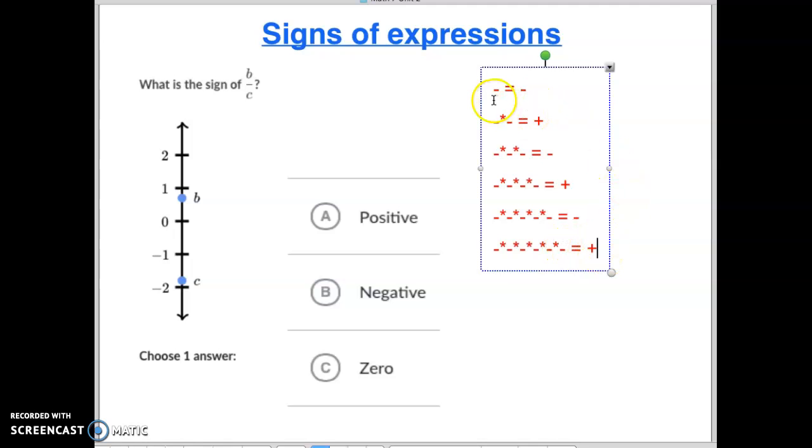So notice if I have one negative, or three negatives, or five negatives, all the answers are negative. If I have two negatives, or four negatives, or six negatives, or in that case, zero negatives, then your answer is a positive. So if you have an odd number of negative numbers, your answer is negative. If you have an even number of negatives, your answer is positive.